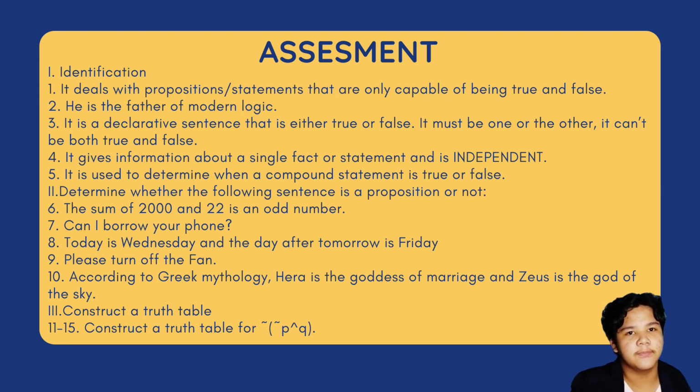Now, for the second part. Determine whether the following sentences are propositions or not. Number 6, the sum of 2022 is an odd number. Number 7, can I borrow your phone? Number 8, today is Wednesday and the day after tomorrow is Friday. Number 9, please turn off the fan. Number 10, according to Greek mythology, Hera is the goddess of marriage and Zeus is the god of the sky. And lastly, for 5 points, 11 to 15, construct a truth table for not quantity of not P and Q.